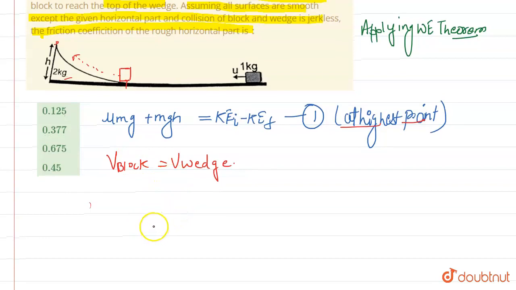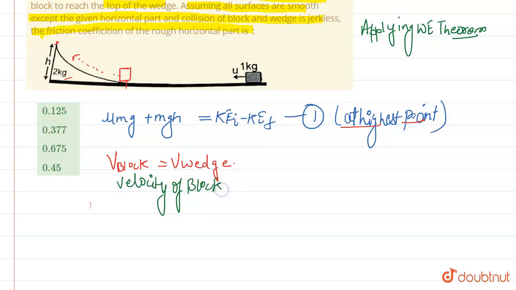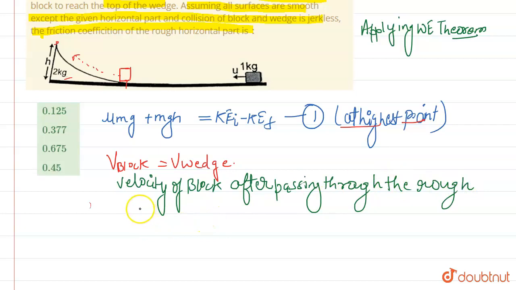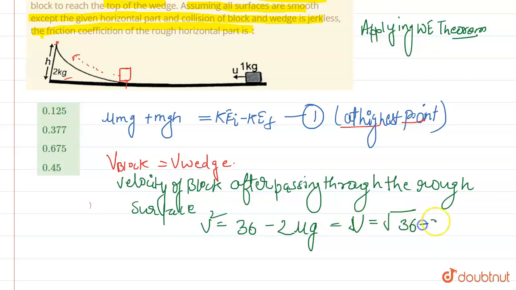The velocity of the block after passing through the rough surface is given by v square equals 36 minus 2 mu g, so v is equal to the square root of 36 minus 2 mu g. Clear?